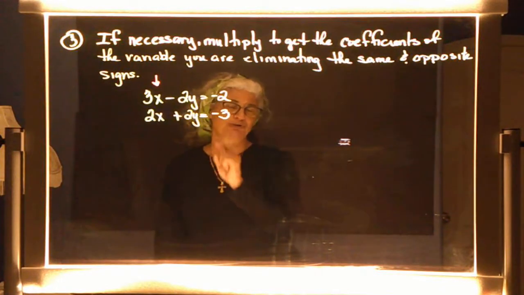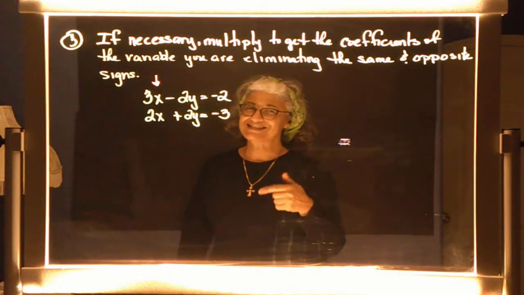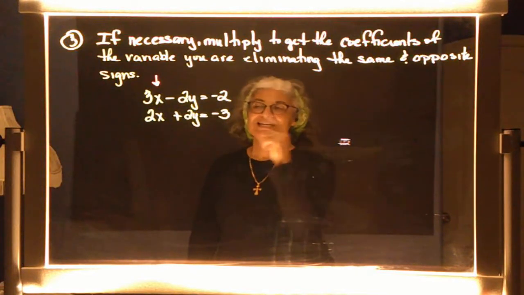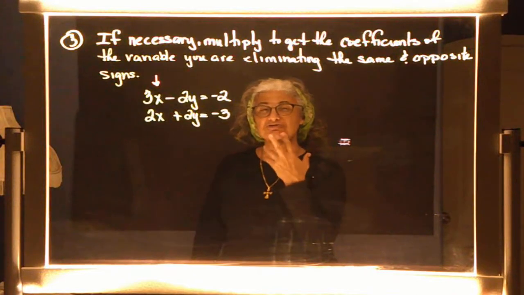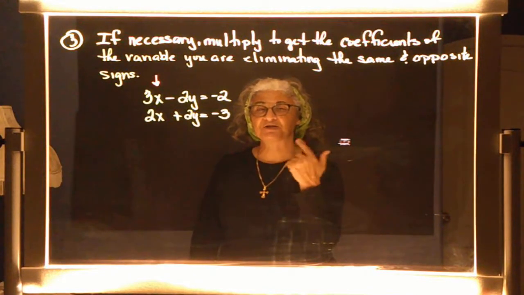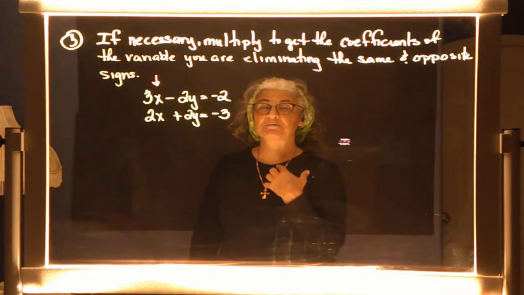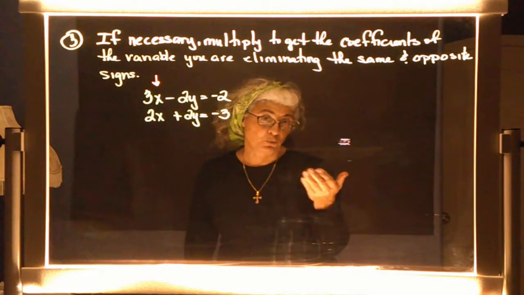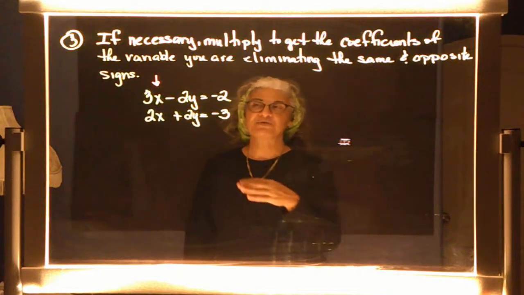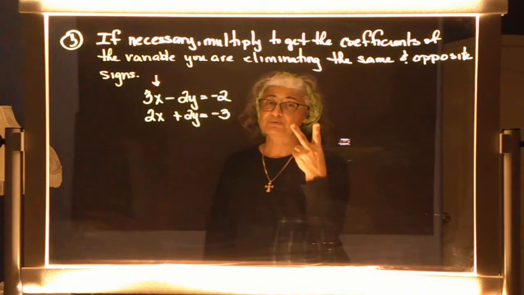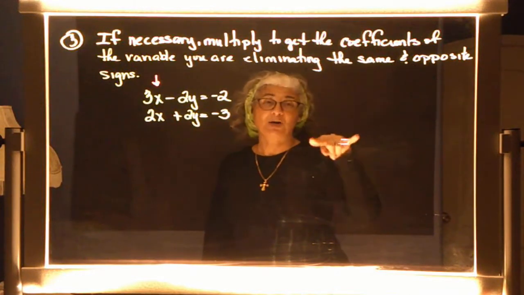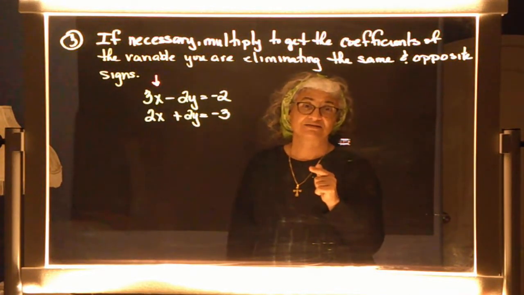So take a better look at this. Now that we know step 3, is x the better variable to get rid of? Or might y be the better variable to get rid of? Yeah, I'd say the y's. Why? Because aren't the numbers in front of y exactly the same number? They're both 2's. And they're opposite signs, aren't they?